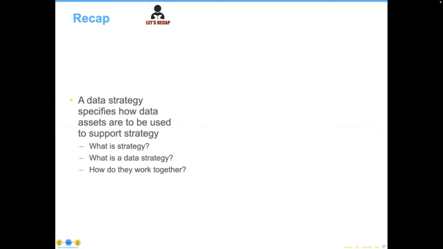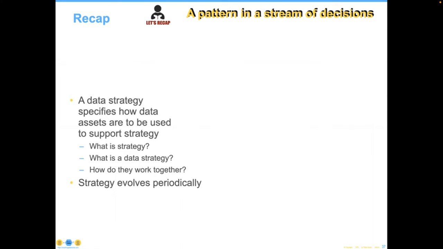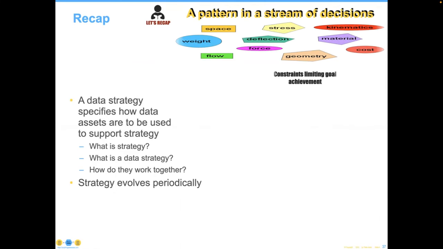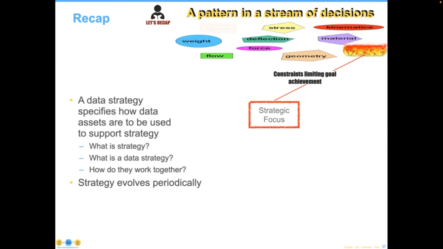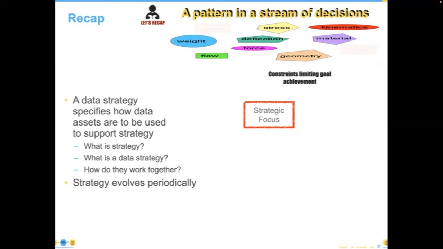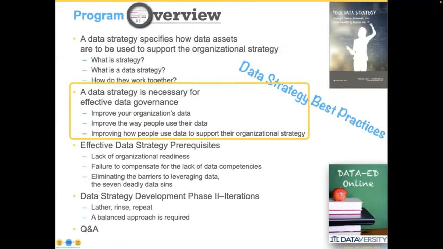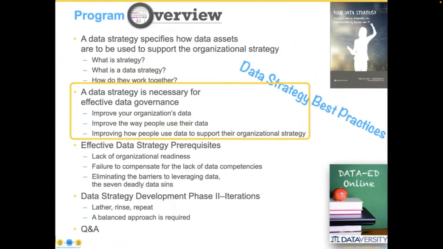So far, we've talked about what is a strategy. And again, it's not a thing, it's a process. And a data strategy then is the idea of supporting the organization's process with data. And that's the best way we can get them to work together, looking at this pattern and a stream of decisions. So if I'm looking at a context and say I have a particular strategic focus, and we're going to call it space, again, physical space, for example, we might hit that one first and then come back and focus on a strategy that we're calling cost. A data strategy is absolutely necessary for effective data governance.